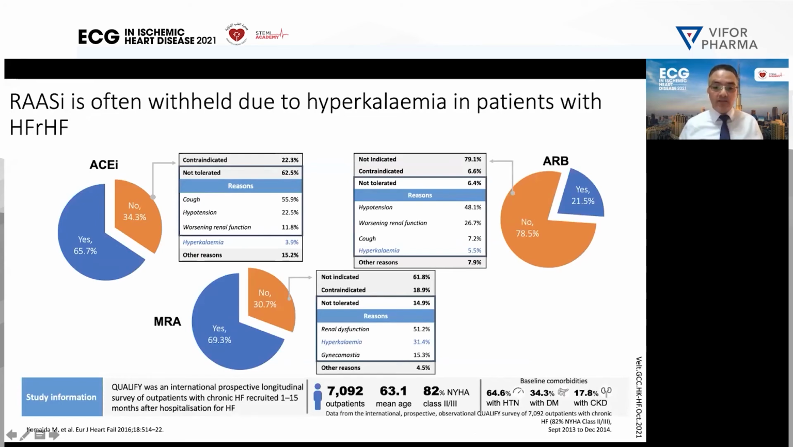Another slide, it's a study we call QUALIFY. This study was about 7,000 patients, an international prospective study where they recruited outpatients with chronic heart failure between 1 and 15 months after hospitalization for heart failure. I want you to notice these colors on the blue, the hyperkalemia here, why they discontinued the RASi drugs, the ACE inhibitors, the MRA, the ARBs. In this study, the Entresto or the ARNIs were not included, but you can see on the MRA, 31.4% of those patients who got discontinued, the MRA is due to hyperkalemia. In the ARBs, 5.5%, and on the ACE inhibitors, 4%. These are very high risk populations with hypertension, diabetes, chronic kidney disease, and 82% of them were in NYHA functional class 2 to 3 for the heart failure.